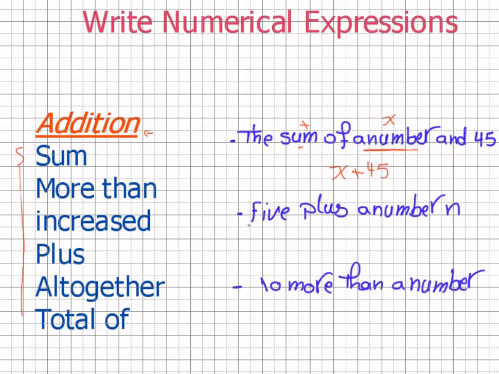The next sentence, 5 plus a number n. Plus means addition, this operation. It will become 5 plus n. He gave us the name of the number, n. 10 more than, yes, more than leads us to addition. It will become 10 plus a number. We can name the number as we wish. We love x, okay, 10 plus x.